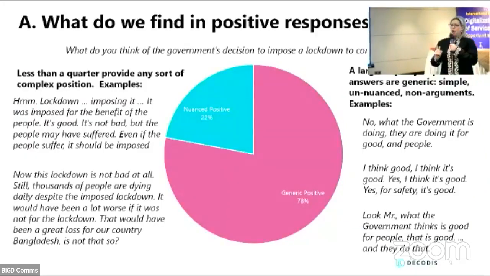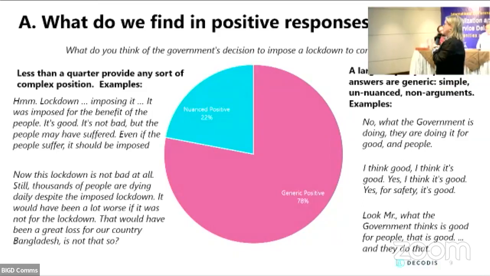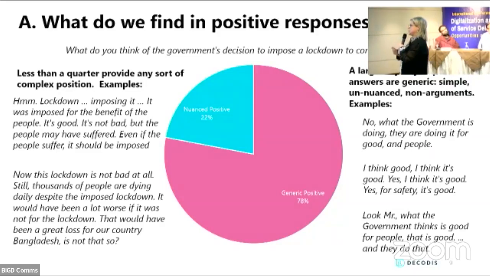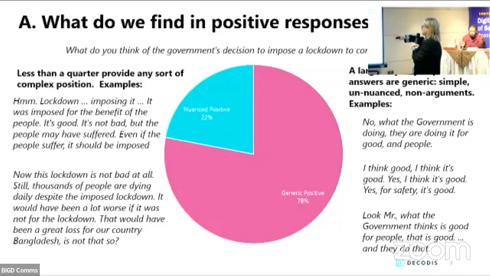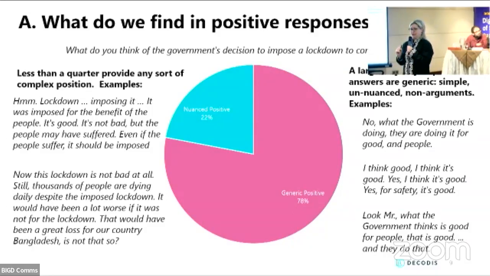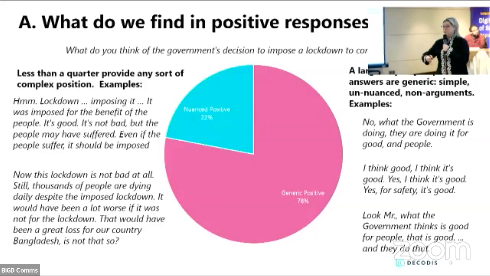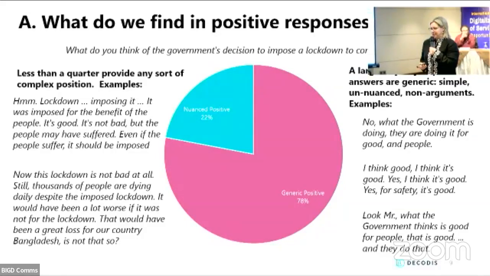But in positive responses, we found something really, really important. And this is where the sociolinguistics comes in. There are situations where people might say a lot about the positivity of lockdown. So we call this nuance positive. That's when people go on and they're descriptive and they really say why they feel that this was a positive move. And there's really very, very little that is negative.